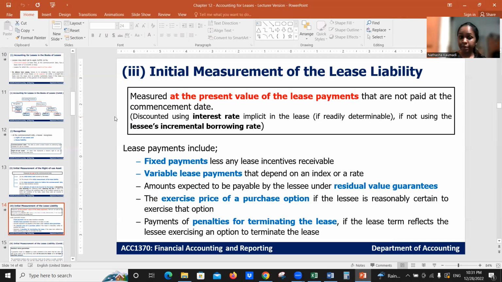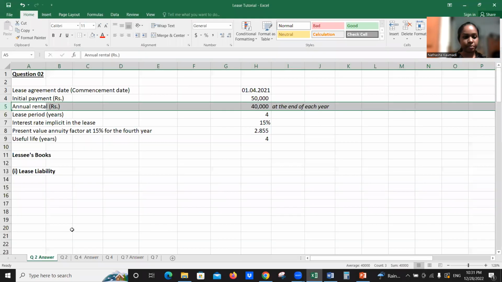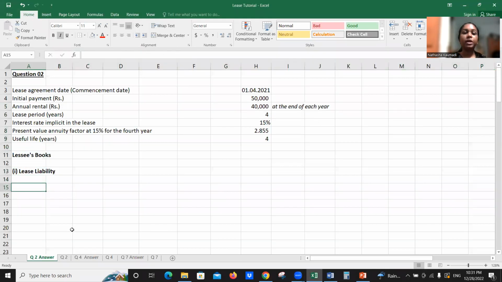So that is the fixed payment. And do we have variable lease payments? No, it's not mentioned. Do we have residual value guarantees? It's not mentioned. The other two are also not mentioned in the question. So we have only fixed payments. Now what should I do? I have to take the present value of the fixed payments.